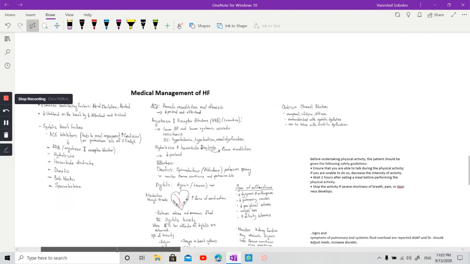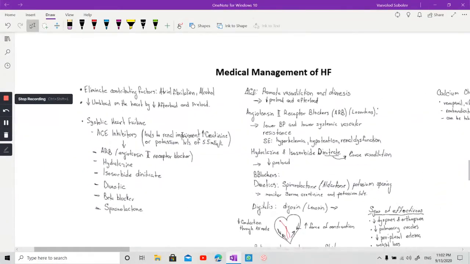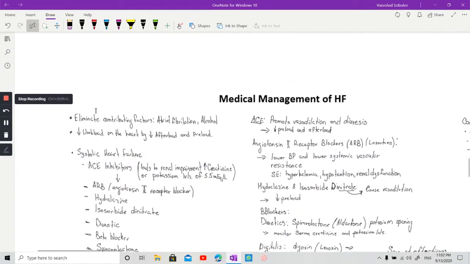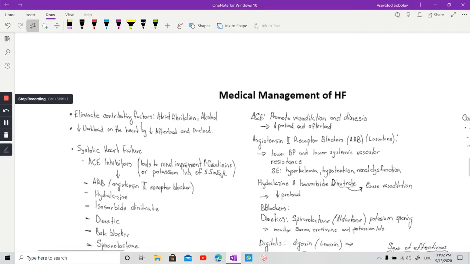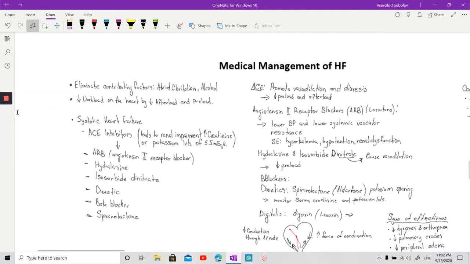Okay, so treatment of heart failure. So we would eliminate all the contributing factors of heart failure. If atrial fibrillation is the problem, we would work on that. We will try to fix the arrhythmias. If the person's drinking, of course, we'll try to fix that.